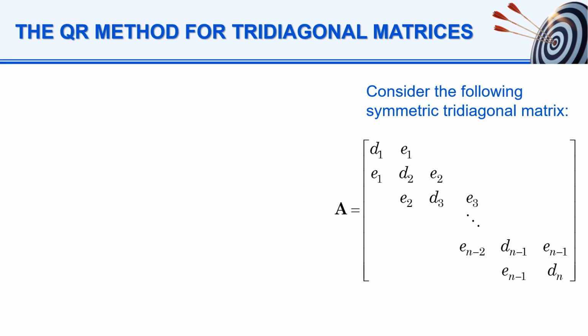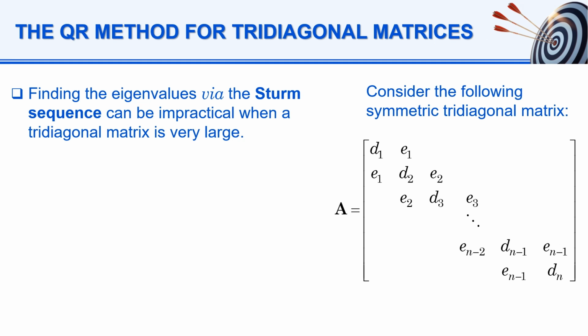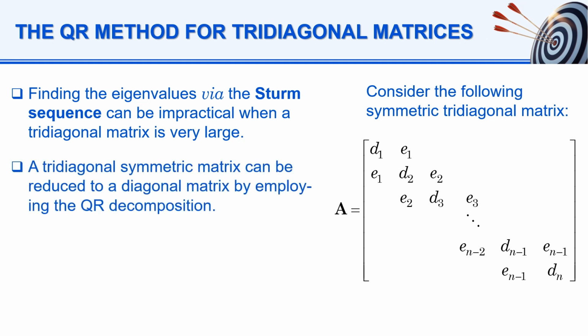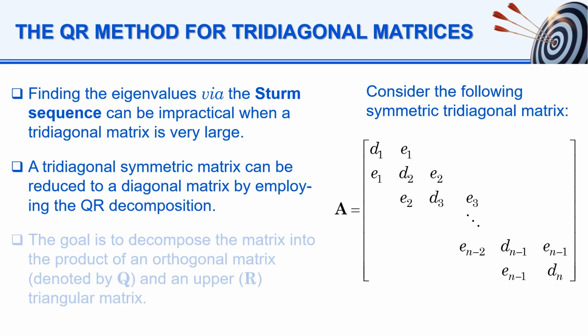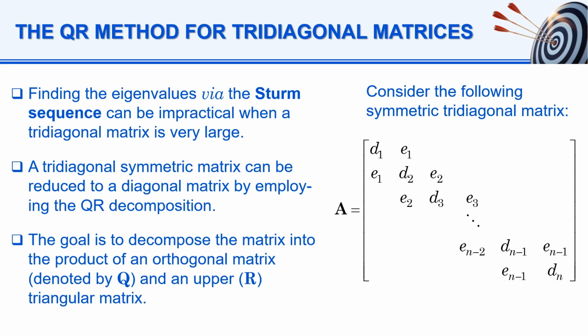We consider a symmetric tridiagonal matrix. Finding the eigenvalues via the Sturm sequence can be impractical when a tridiagonal matrix is very large. A tridiagonal symmetric matrix can be reduced to a diagonal matrix by employing the QR decomposition. The goal is to decompose the matrix into the product of an orthogonal matrix, denoted by Q, and an upper triangular matrix, R.